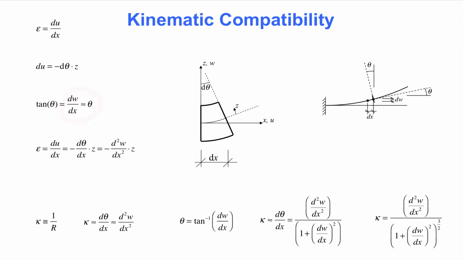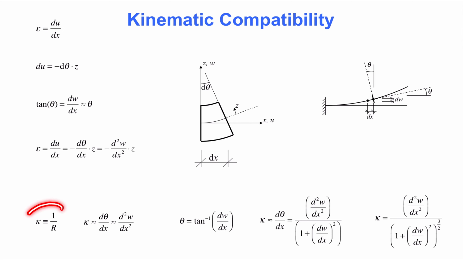The tangent function in the formula on the left-hand side is mathematically correct when we consider the triangle that has dx and dw as two of its sides, but we assume small deformations, so the tangent of theta is approximately equal to theta. Combination of the previous equations yields the kinematic compatibility equation for beam bending, namely that the strain is the double derivative of the displacement, w, times z. Notice the minus sign that appeared earlier in these derivations. The kinematic compatibility equation that we now developed implies an approximation of the exact curvature of the beam.